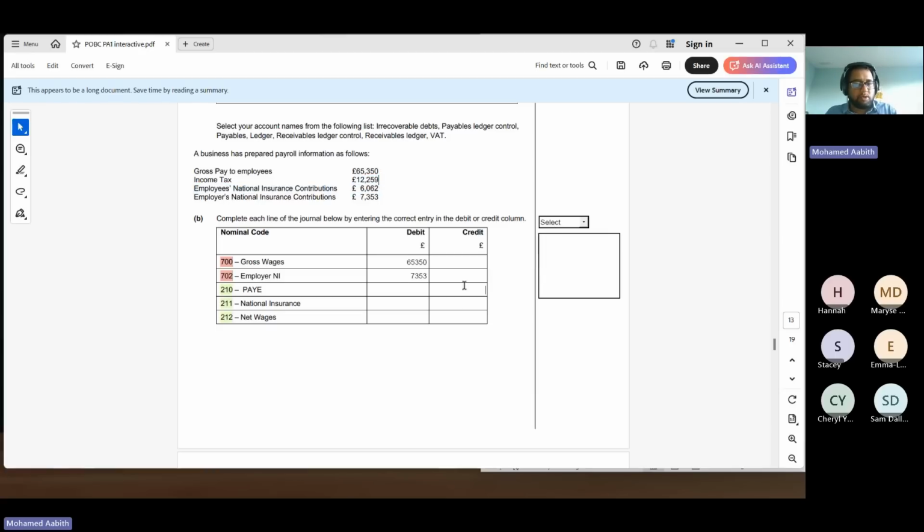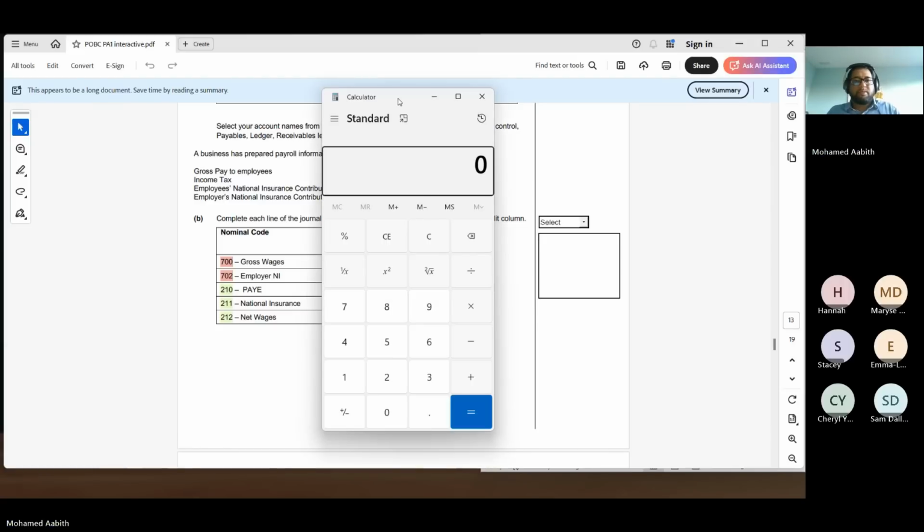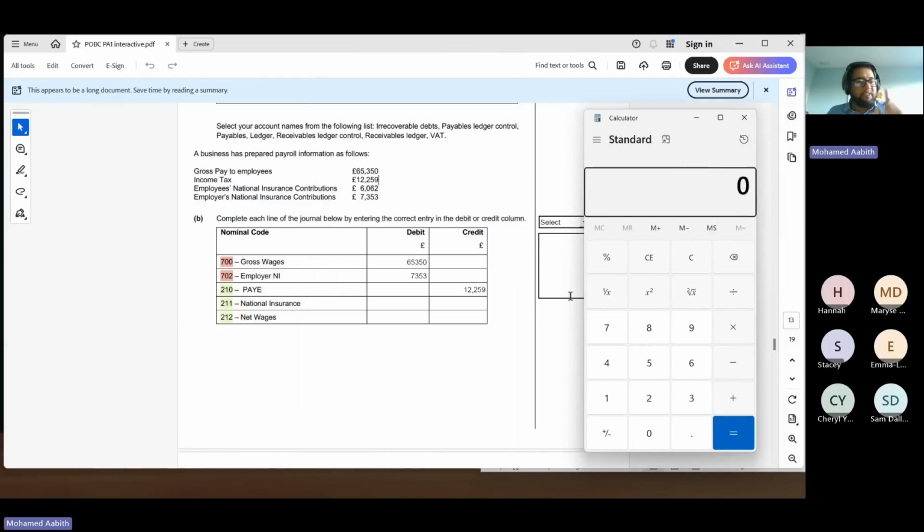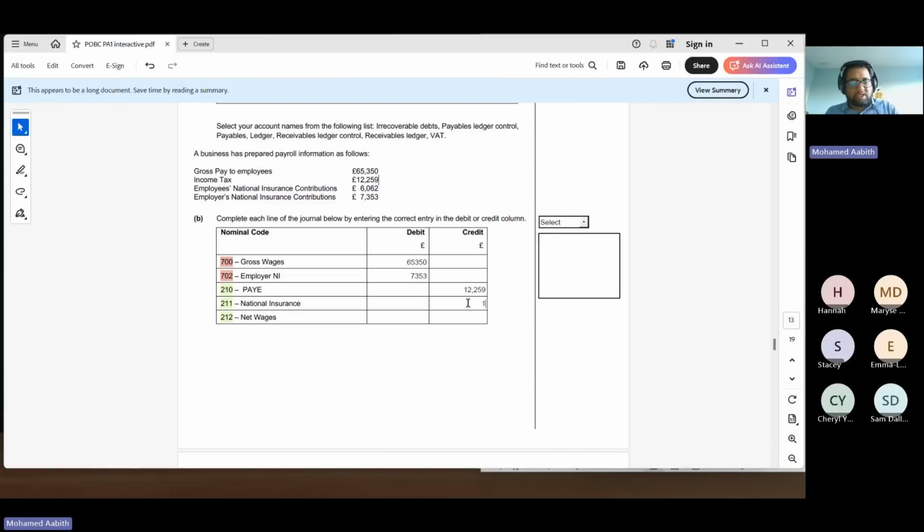So control V. And the national insurance is going to be the amount I'm going to be paying to HMRC from the national insurance side of it. It's going to be your wages, the employer's national insurance plus the employee's national insurance, 7353, which is going to be equal to 13,415.